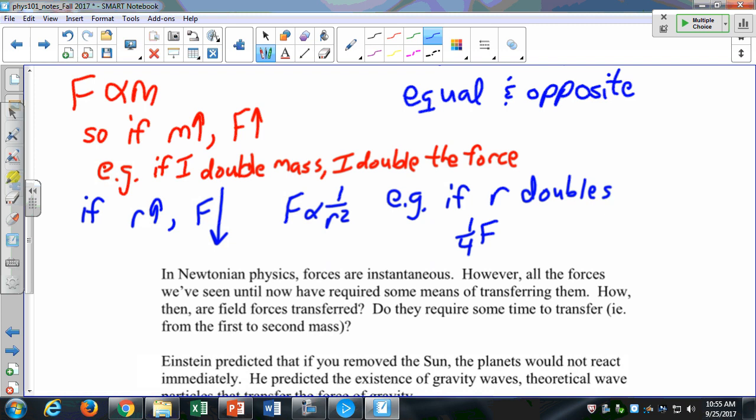Where if I change one of those variables, the mass or the distance between the two objects, r, then that'll change the force in these various ways. We've had questions like that before, but you'll see them again.